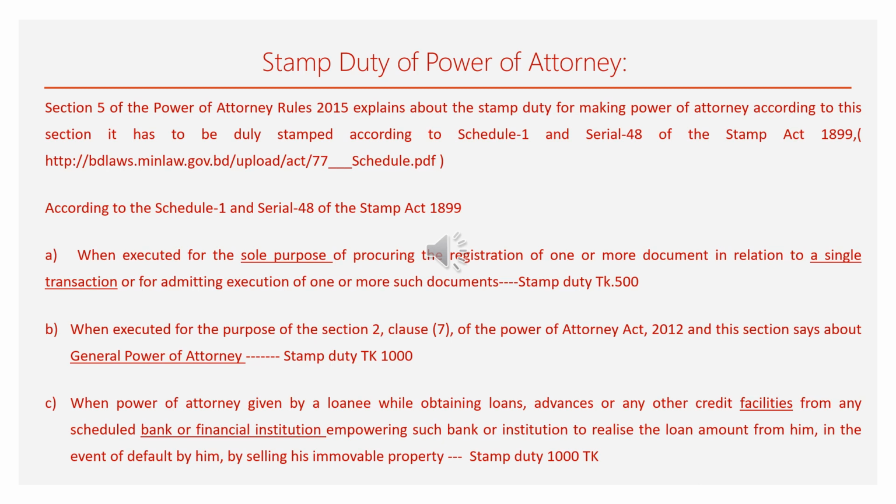Now, scheduled bank means a scheduled bank as defined in clause J of Article 2 of the Bangladesh Bank Order 1972. That means a bank included in the list of banks under the Bank Order 1972. Here I already referred a link of Stamp Act 1899 where you will find all this information also.